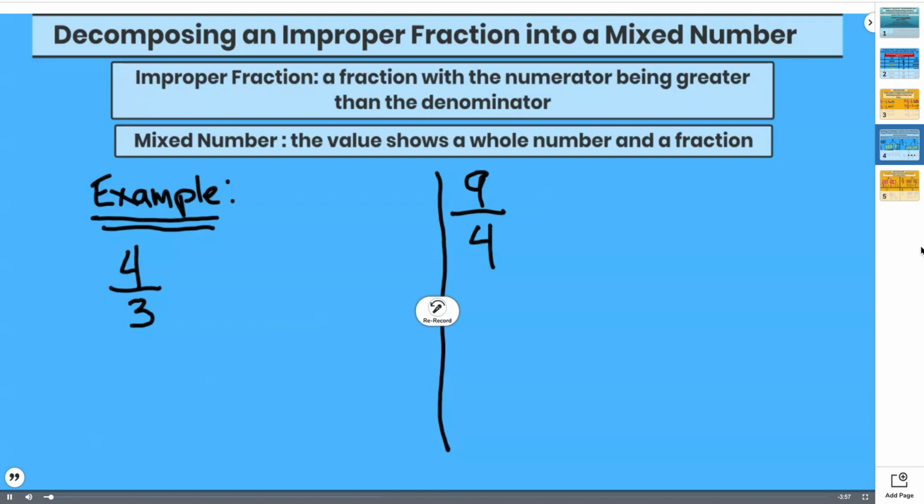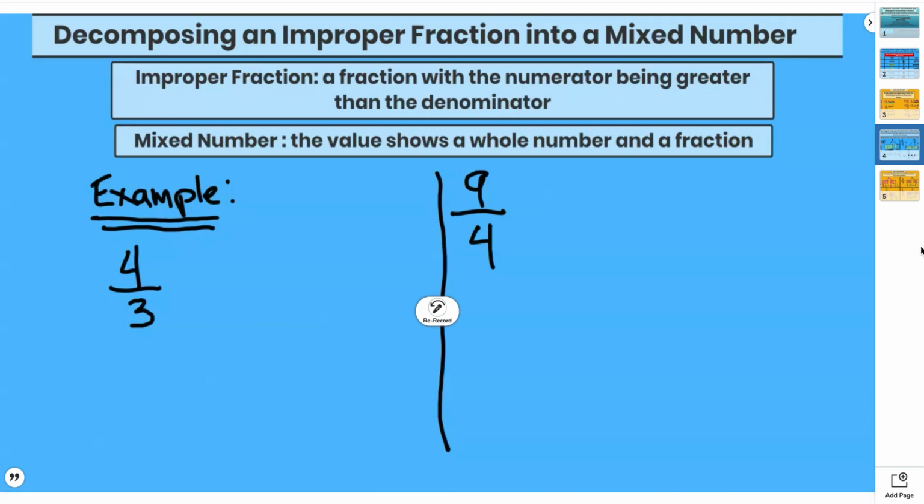All right, the next part of this lesson will deal with decomposing an improper fraction into a mixed number. Okay, so what is an improper fraction? Well, an improper fraction is when a fraction has a numerator that is greater than the denominator. And then a mixed number shows a whole number and a fraction together. So I'm going to show us what it looks like.